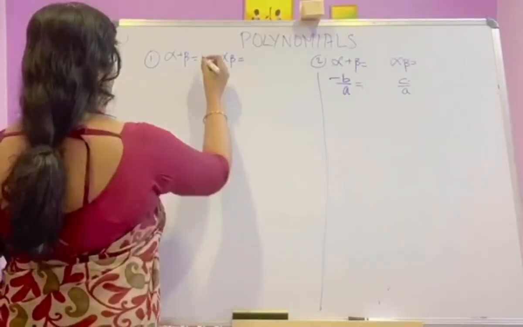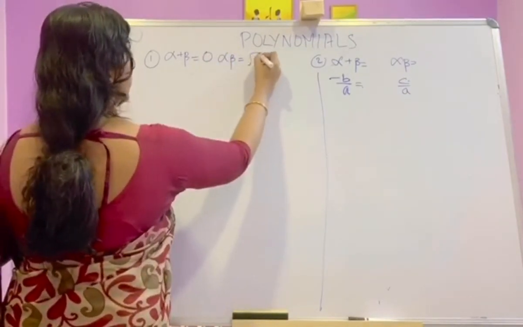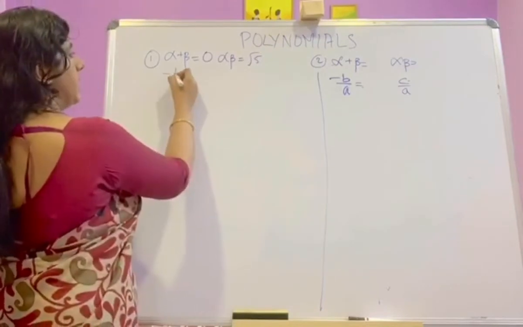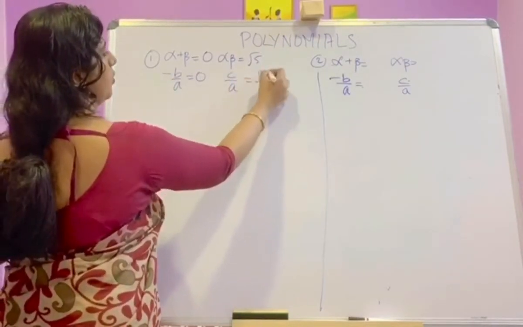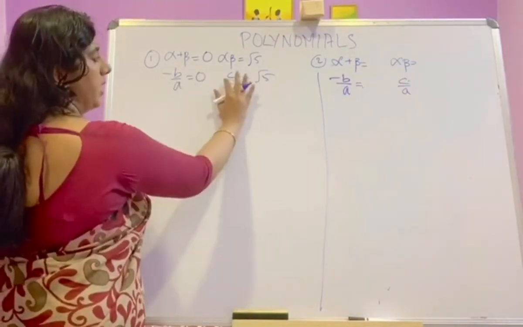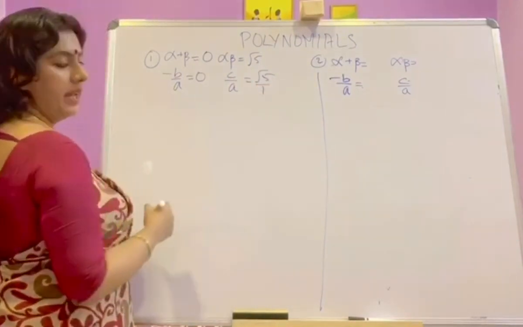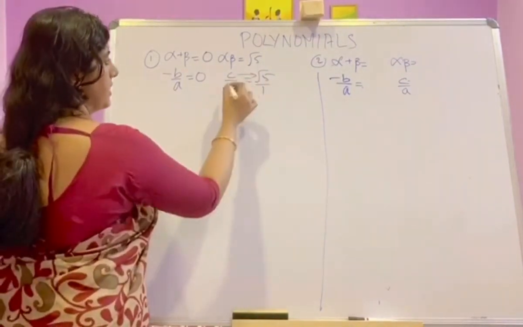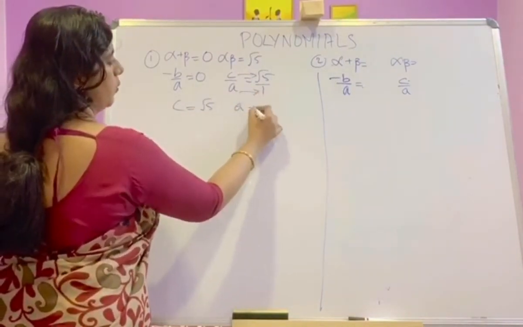Sum is 0. That is alpha plus beta is 0. Product is root 5. Alpha into beta is root 5. That is negative b by a equal to 0 and c by a is equal to root 5. How will you write? Let us keep it here. Consider this one. Root 5 means root 5 by 1. So let us take c equal to root 5, a equal to 1.